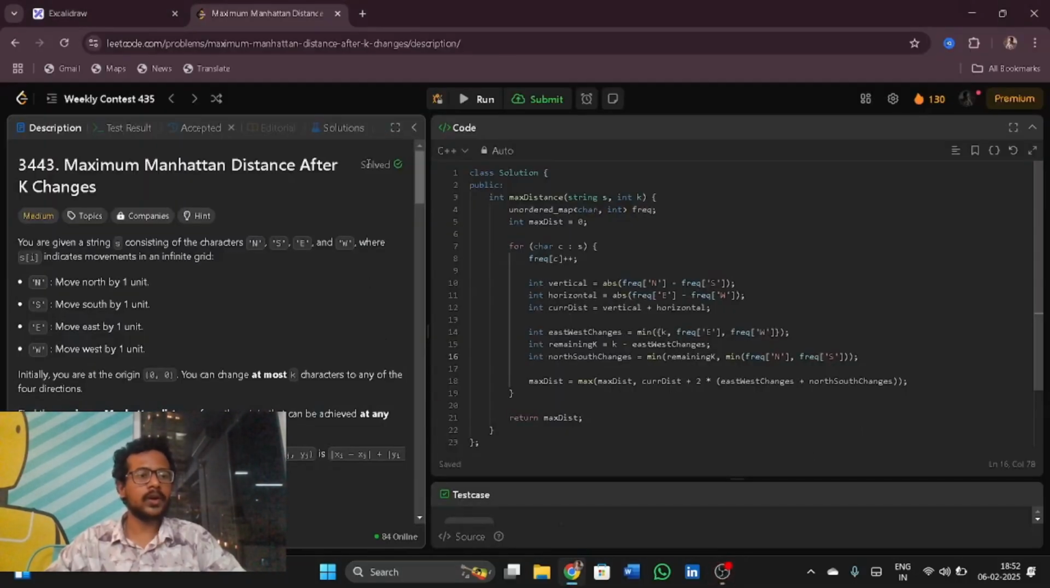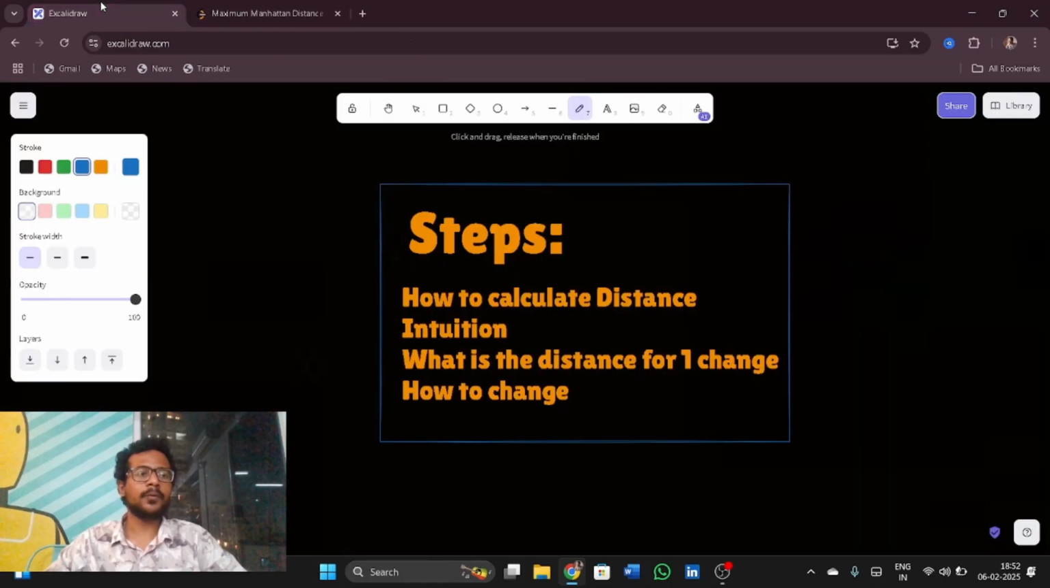So, hello everyone. Let us now discuss this question: maximum Manhattan distance after k changes. Here we are given a string with only four characters: north, south, east, and west, and we are also given an integer k. I will divide this into four chapters: how to calculate the distance, what is the intuition, what is the distance for one change, and how to change.